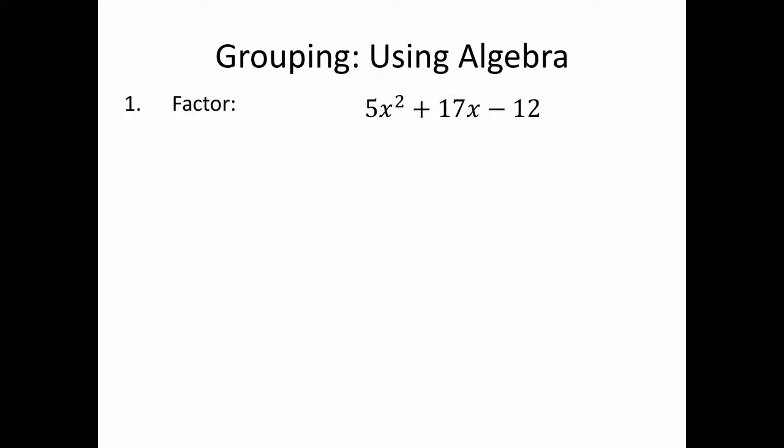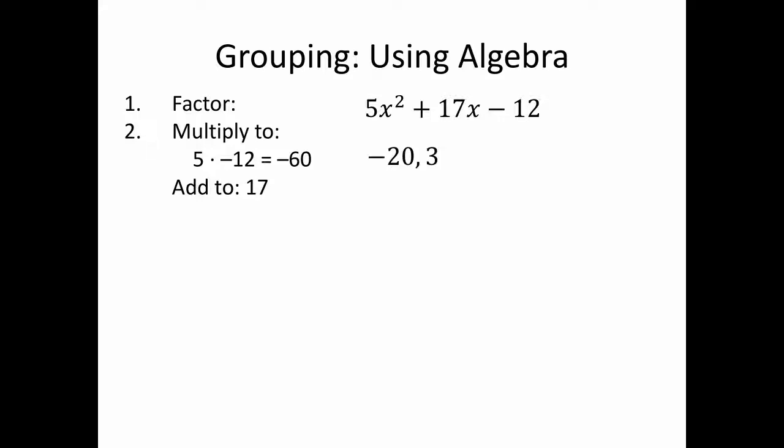Now let's factor 5x squared plus 17x minus 12. We note that we need two numbers that multiply to negative 60, that's 5 times negative 12, and add to 17. And those numbers would be negative 20 and 3. We split the x term into 5x squared minus 20x plus 3x minus 12. And notice that this time we chose to make the split be the negative one first and then the positive, which will simplify things in a moment.